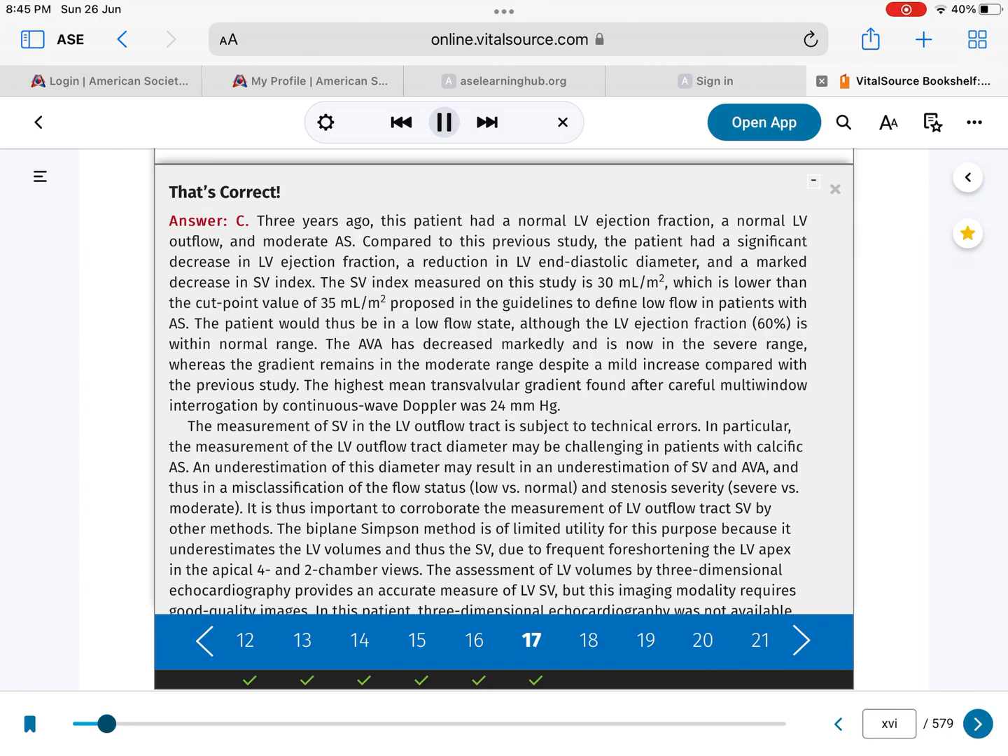The echocardiogram performed today shows an SV of 48 milliliters, indexed SV 30 ml/m2, an AVA of 0.89 square centimeters, indexed AVA 0.50 cm2/m2, a mean gradient of 24 mm Hg, an LV ejection fraction of 60%, and an LV end diastolic diameter of 42 mm. Video 16.5. The patient did not report any symptoms.